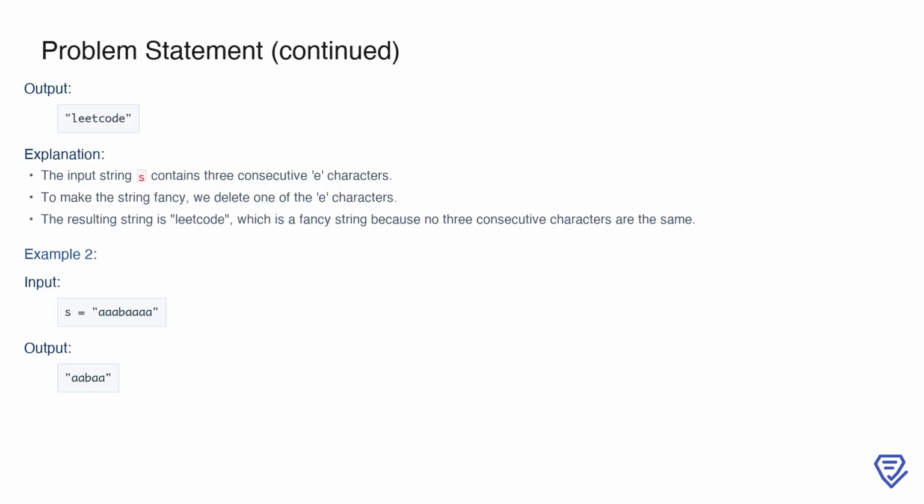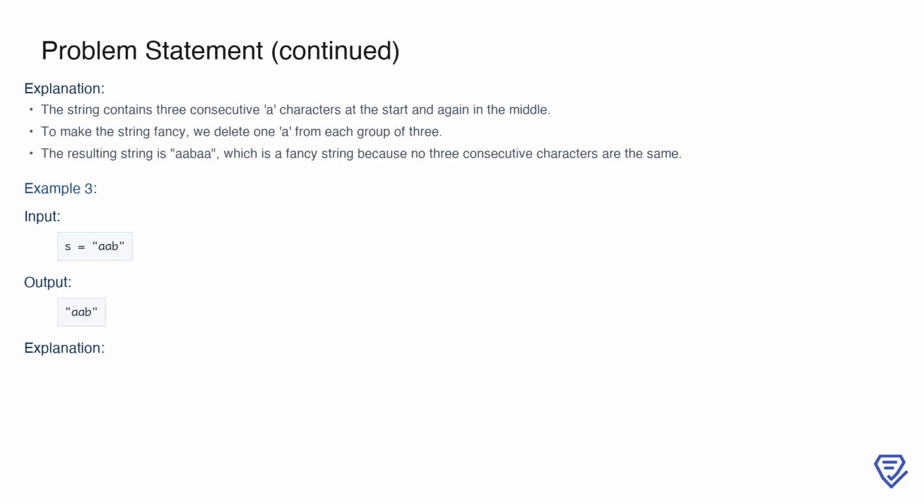Now, consider the second example with S equals "aaabaaaa". In the second example, the input string has groups of 3 consecutive characters both at the start and in the middle. To make this string fancy, we need to delete one from each group of 3. After performing these deletions, the resulting string is "aabaa", which is now fancy because it no longer contains 3 consecutive identical characters. This output satisfies the condition with the minimum number of deletions.